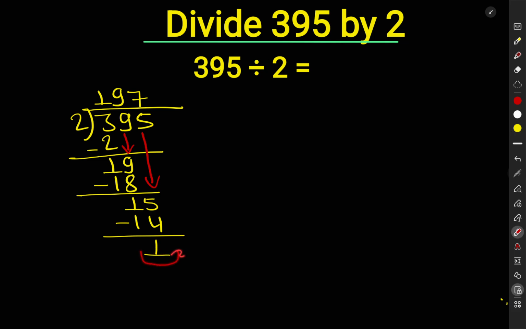So again this 1 is less than 2 and there is no other number beside. So we put here a decimal so that we take 0. So now it is 10 and 2 times 5 means 10. On subtracting it is 0. So 395 divided by 2 is 197 decimal 5.